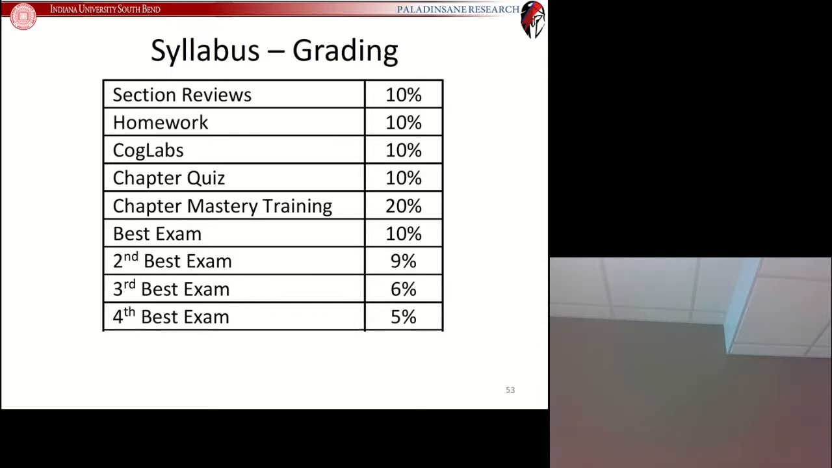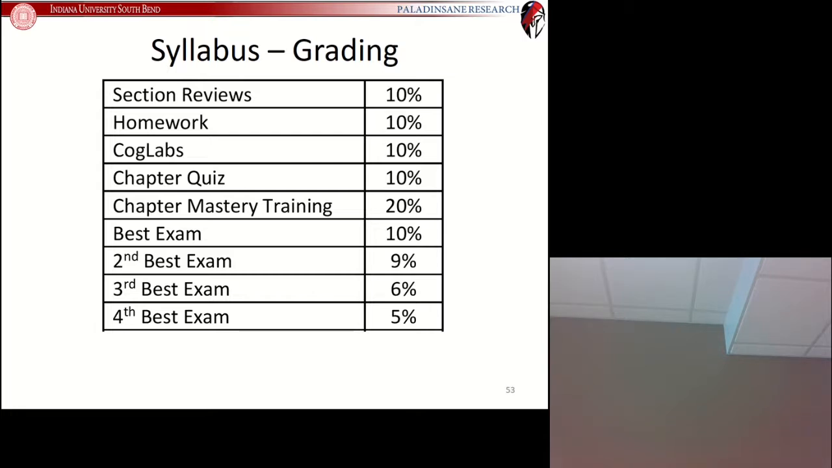What I do is I have what I like to call a sliding scale. Your best exam, the one that you do the best on, is going to be worth 10% of your final grade. Your second best exam is worth 9%. Your third best exam is worth 6%. And then your worst exam is worth 5%.